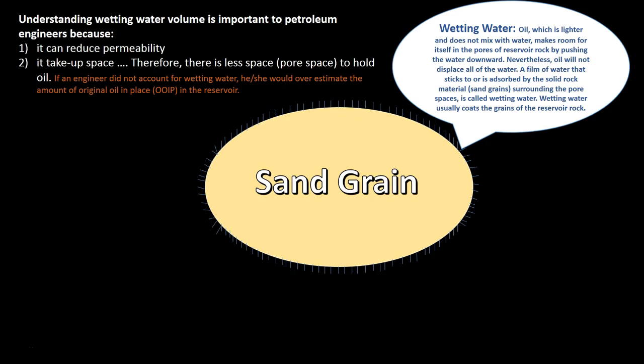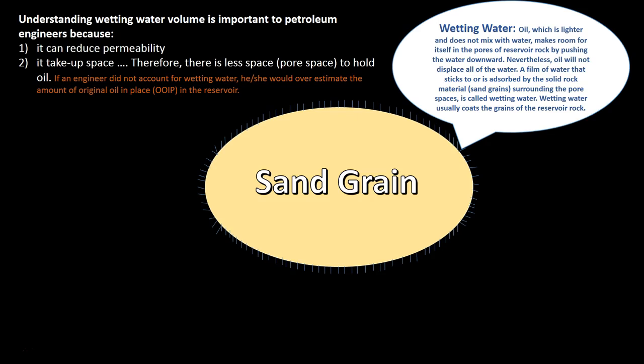Why are we concerned with wetting water? Well, let's look at it. Number one, it can reduce permeability. So with a reduction in permeability, our oil doesn't flow as well. Wetting water also takes up space. There's only so much pore space, a percent of the total volume of the rock. Therefore, if some of that pore space is taken up by wetting water, and wetting water could be higher than 10%, there is less space to hold oil.